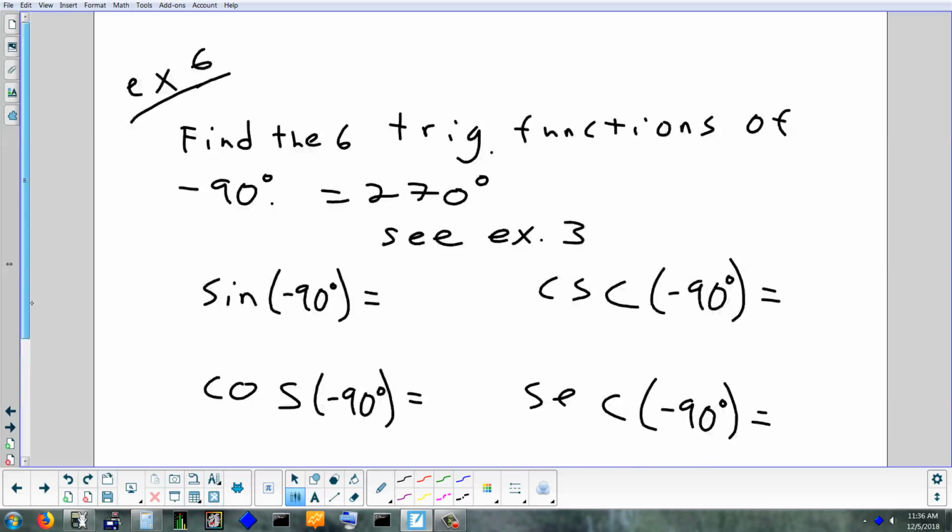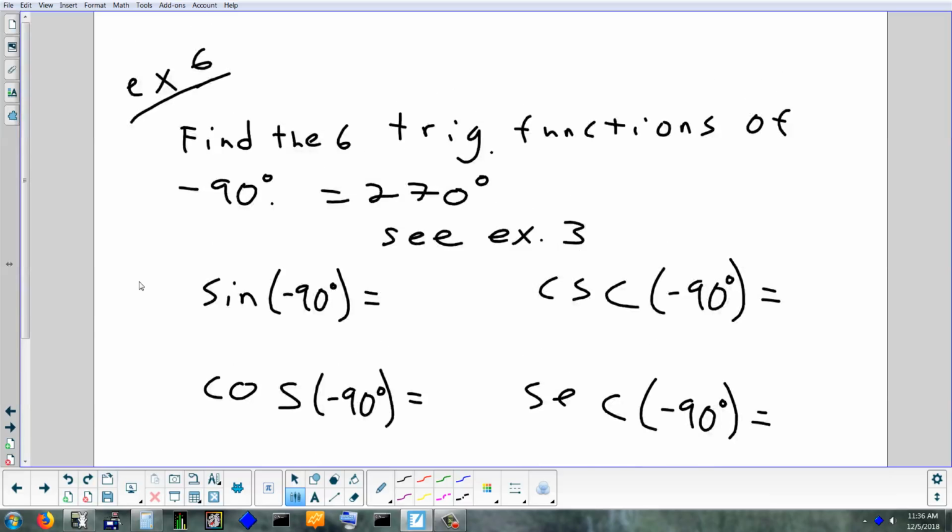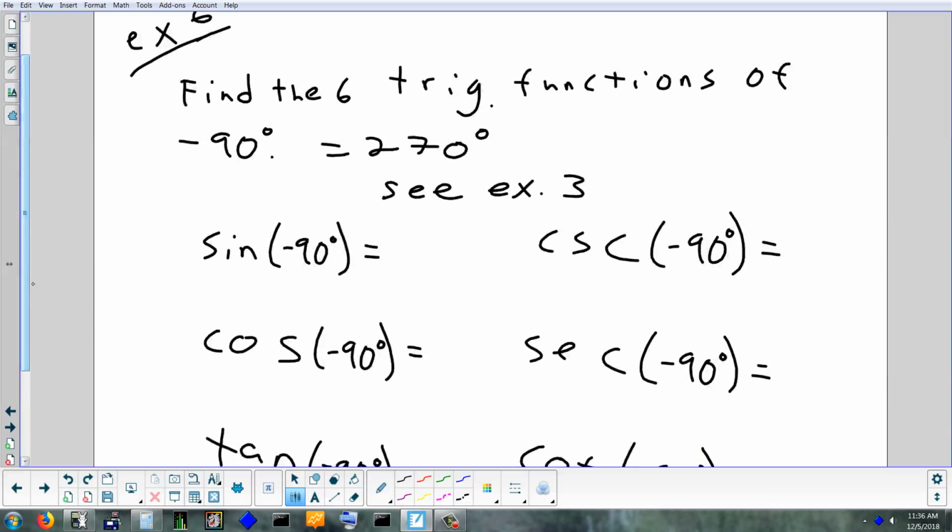Okay. Any question on that one? You said anything that's a multiple of 30 or 45? Yes. What if it's 30? We haven't done that yet. Okay. We haven't done that yet.